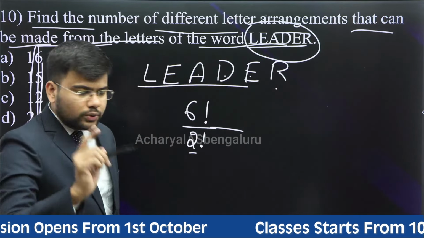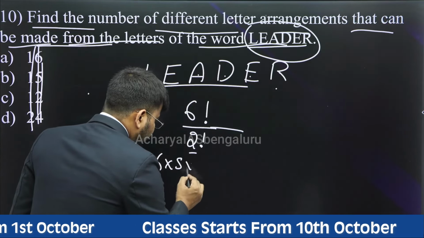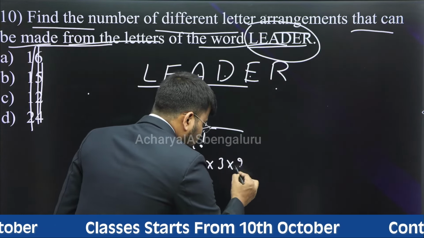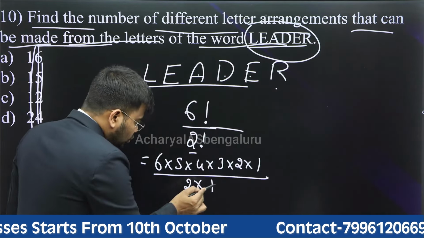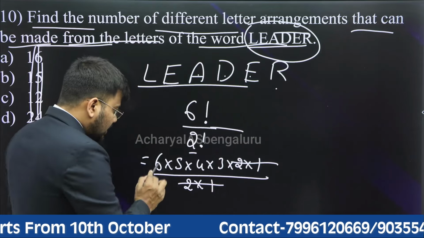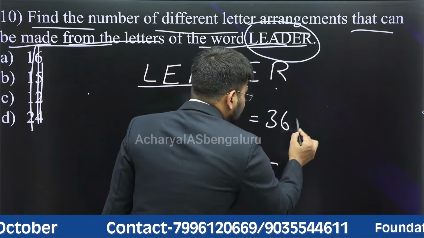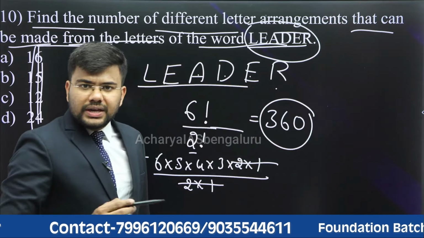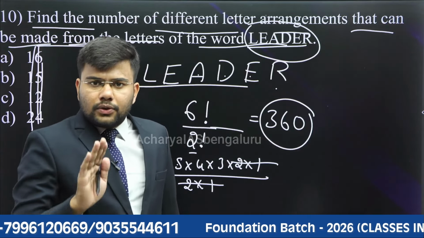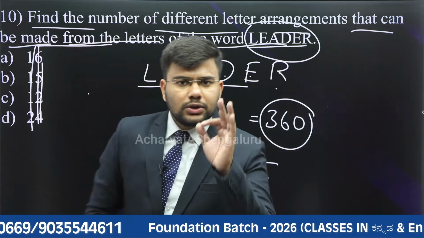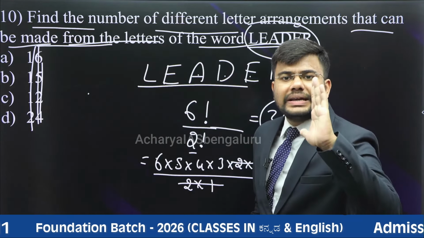Now, apply it. So, this is 2 factorial. Come back here. 6 factorial means 6 into 5 into 4 into 3 into 2 into 1 divided by 2 into 1. 2 into 1, 2 into 1 cancels. 6 5s are 30, 4s are 120, 3s are 360. So, the answer would be 360, the number of ways I can arrange those letters. I hope you have understood the thing. The answer would be how much? 360. This is the first type of question where you can solve it easily.